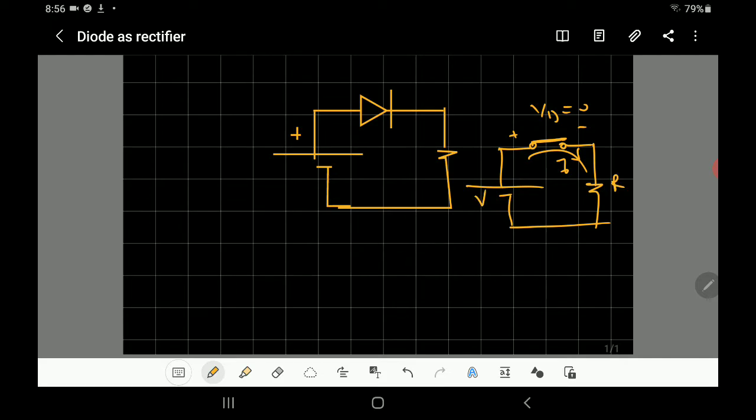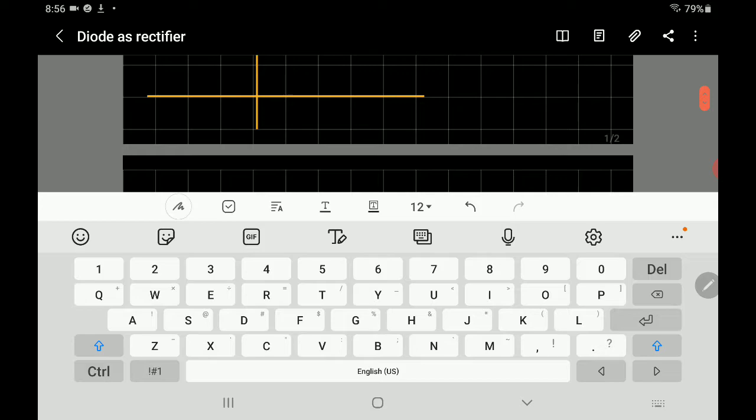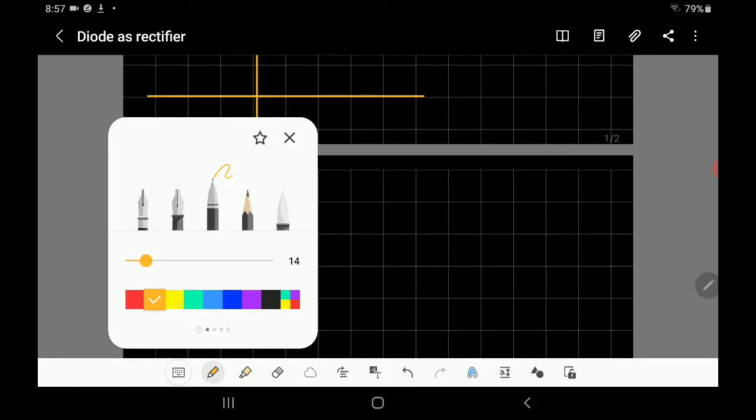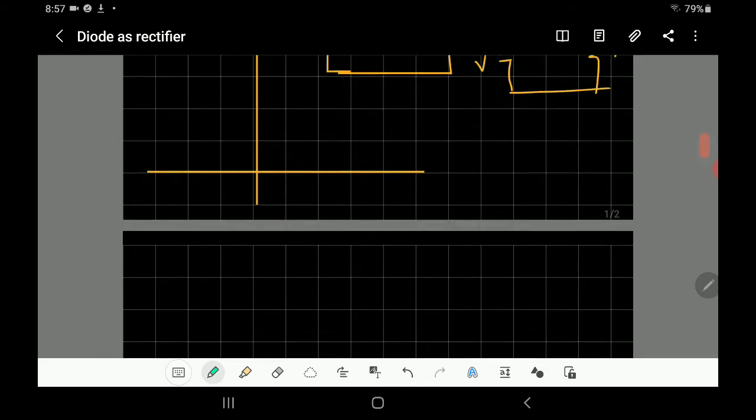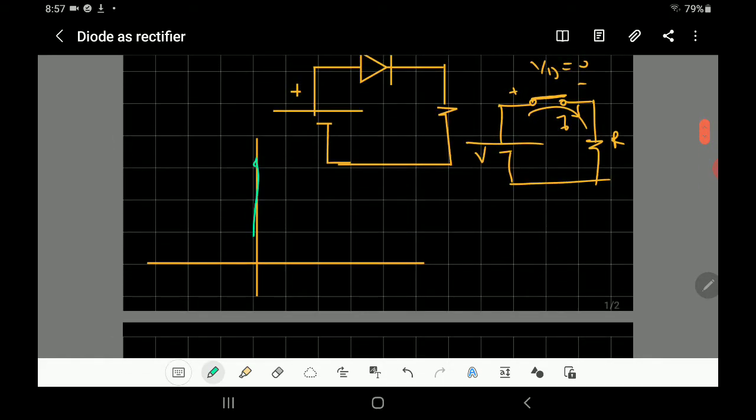If you represent it in this way, the IV characteristic will look like that. In the forward bias, along this line, this is the voltage across the diode, and this is the current across the diode. So you can see that the voltage is always 0 across the diode because of the short circuit, and the current is increasing.